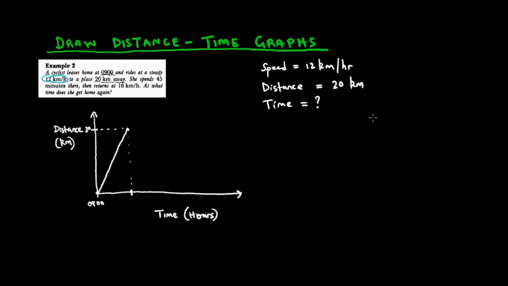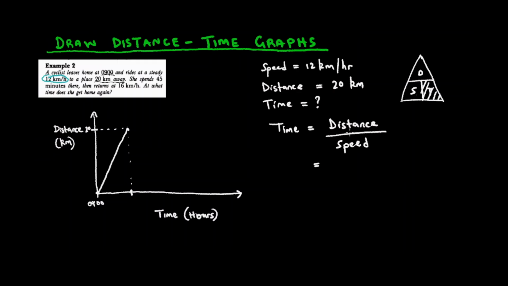So the easier thing to do here is to use the physics formula. Do you know this small triangle? Speed, distance and time. Here we are looking for time. Time is equal to distance over speed. So we write that the time is equal to distance over speed. Our distance is 20 kilometers, over our speed of 12 kilometers per hour.